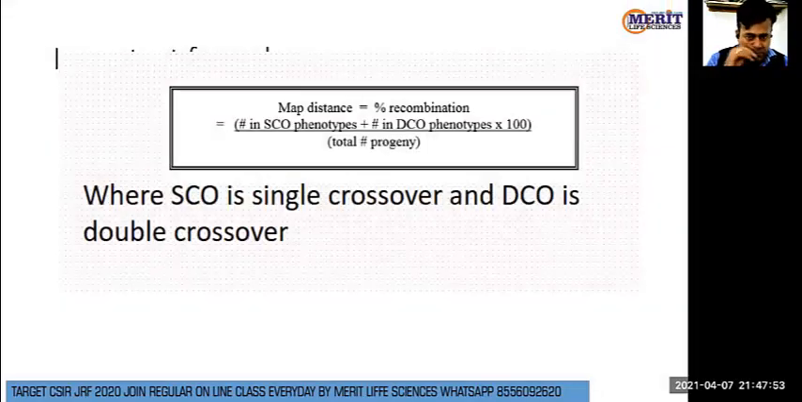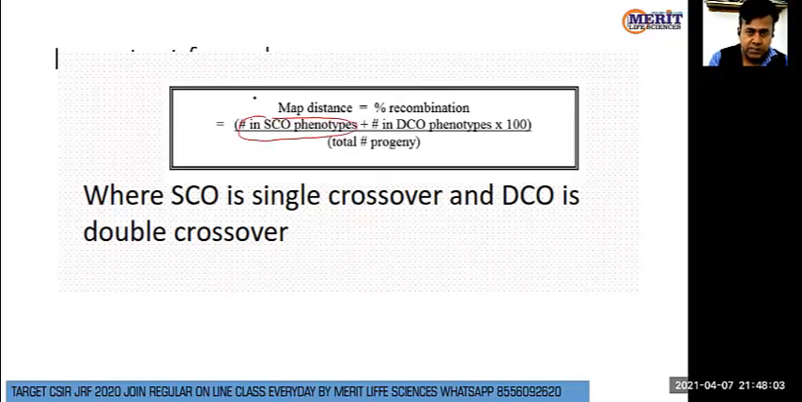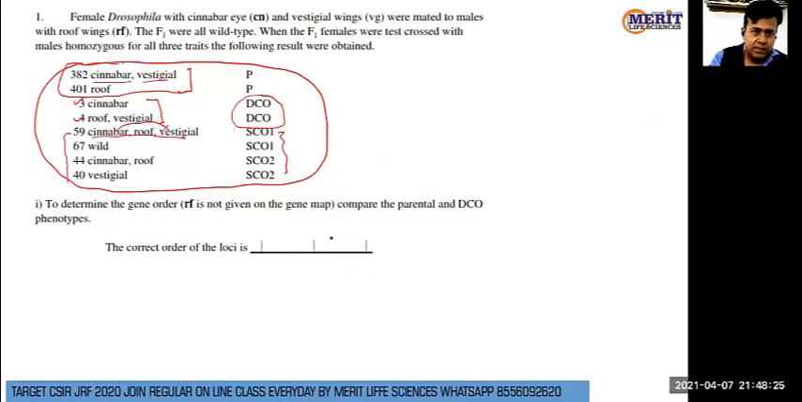What is the formula? To determine the map distance or percent recombination, you have to see the number of total SCO phenotype between the specific genes, and the total number of DCO. Then divide by the total number of progeny into 100. So you have to include both SCO as well as DCO. SCO is the single crossover, DCO is the double crossover. You must not leave them out. For example, where is Cinnabar? It is here.